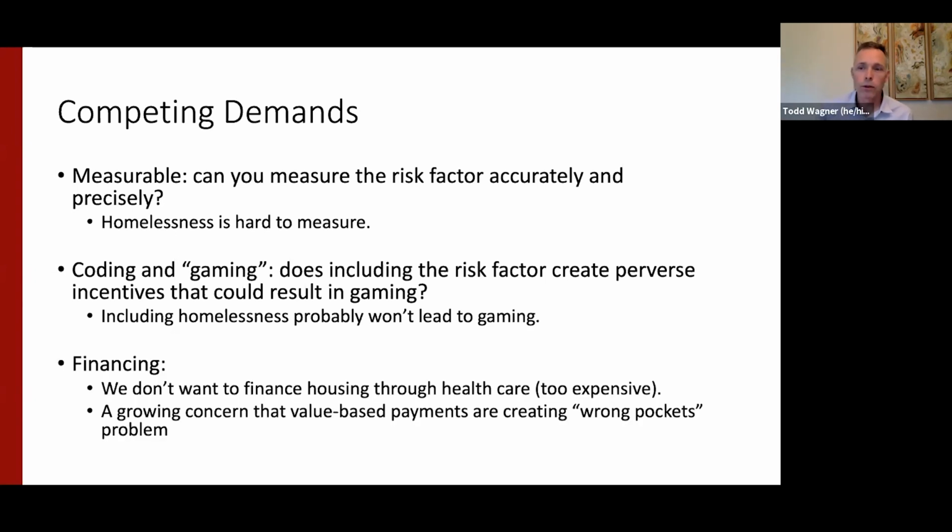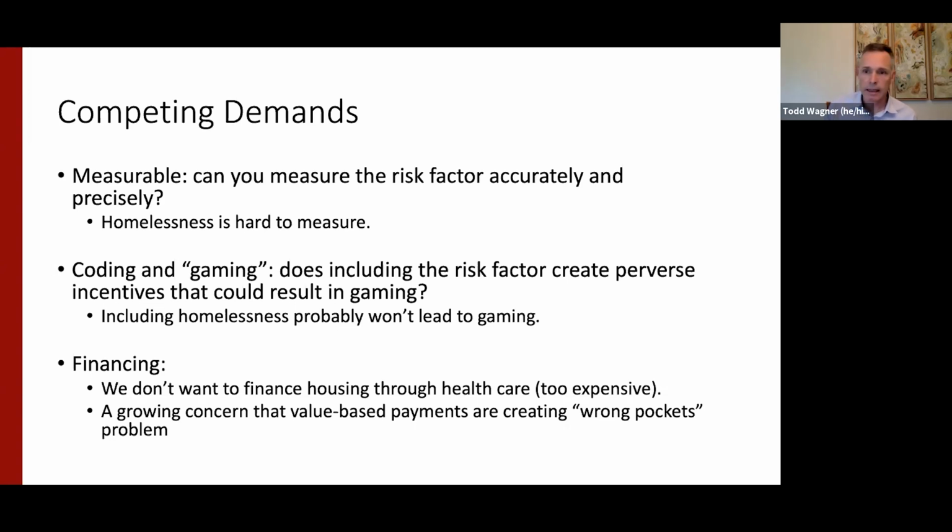If the risk score is used for financing, it raises really challenging questions. Imagine a lot of these risk scores are coming from CMS, where they're using them for payment for Medicare Advantage. We really don't want to finance housing through healthcare. It's just too expensive. Housing is much less regulated than healthcare, and the salaries of professionals in the housing industry are lower than the salaries for professionals, for surgeons, for example. So we really don't want a surgeon working to find housing stability for their patients.